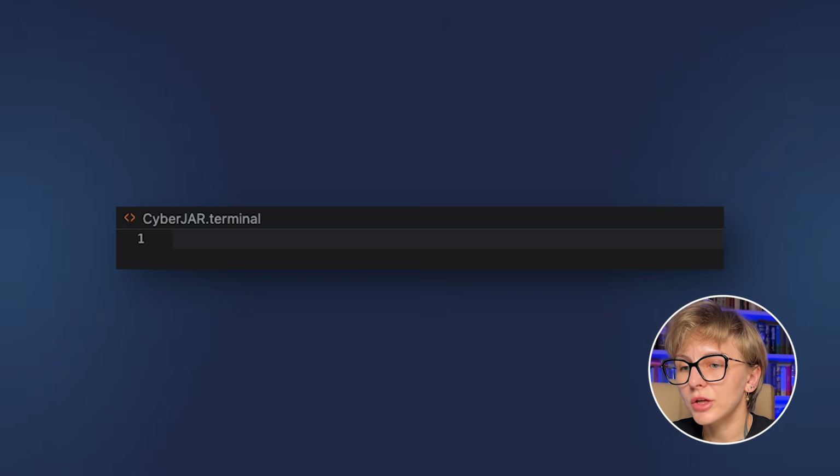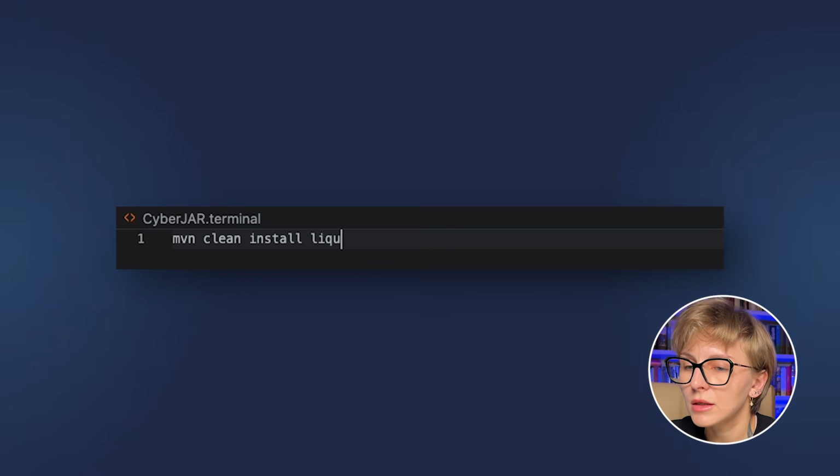After adding these configurations, you can run the following command: Maven clean install Liquibase diff. Clean install is important here because Liquibase diff uses compiled classes from the target directory for comparison. So in this case, you need to rebuild the project. You will see a huge log in the console, and then you will see that the diff command was completed and the file was generated.